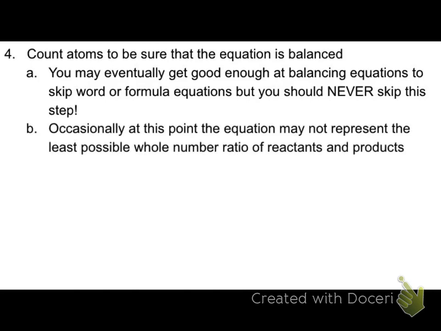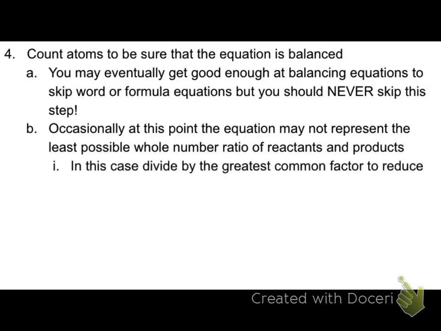Occasionally, you'll get to this step in the equation and you'll notice that you're totaled fine on both sides, but you will notice that it doesn't represent the least possible whole number ratio of reactants and products. Because sometimes in the process of balancing, we get some pretty large numbers. At this point, you should check to see if there is, in fact, a greatest common factor. And if there is a greatest common factor, you divide by that greatest common factor to reduce your coefficients. And then once you've done that, double check that your atoms are still balanced. Okay?